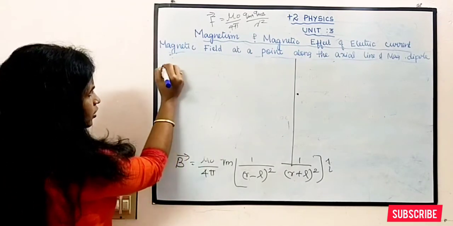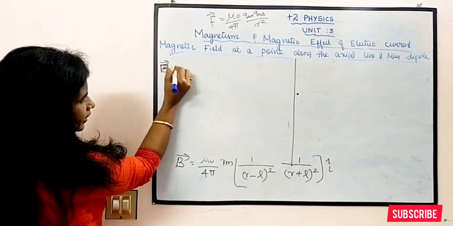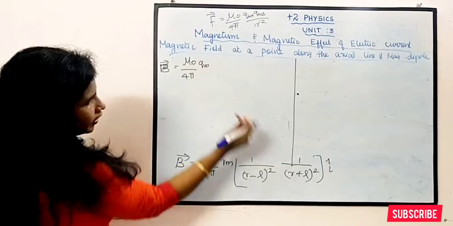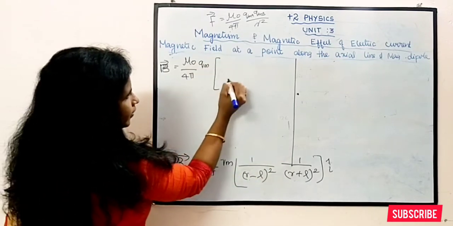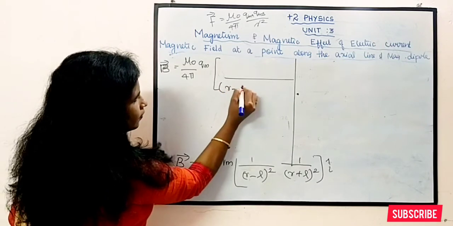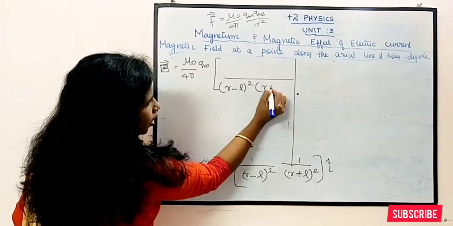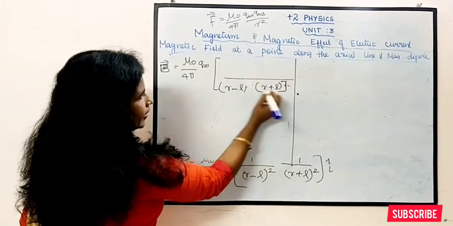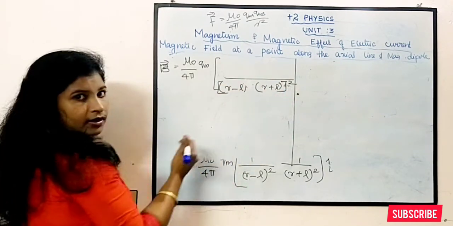So what we are going to write is that the magnetic field is equal to mu naught by 4 pi qm. Okay. So we are taking the LCM. When we take the LCM, we have to multiply these both terms. That is (r minus L) the whole square into (r plus L) the whole square. Both are having square, right? So I can write it as the whole square.